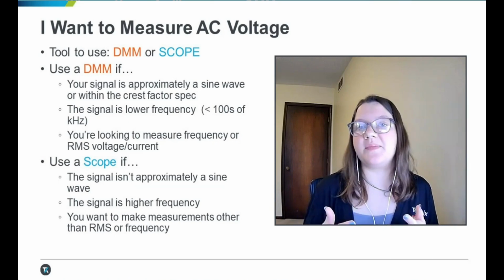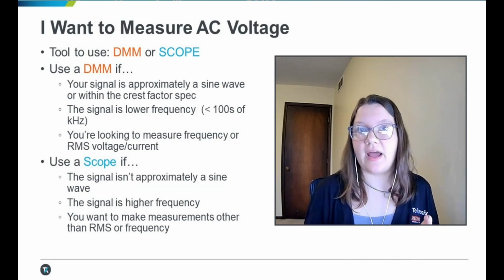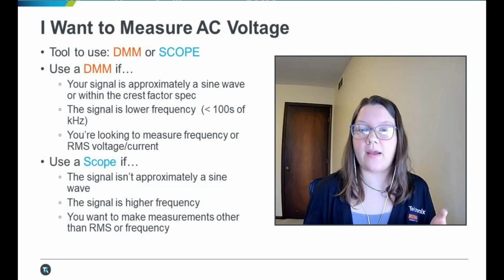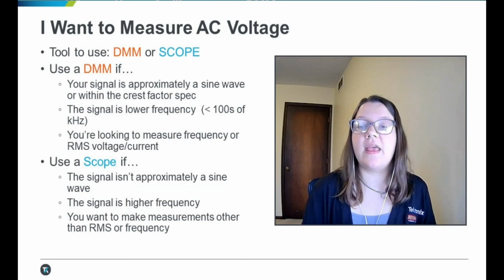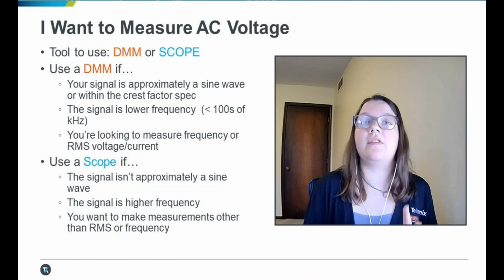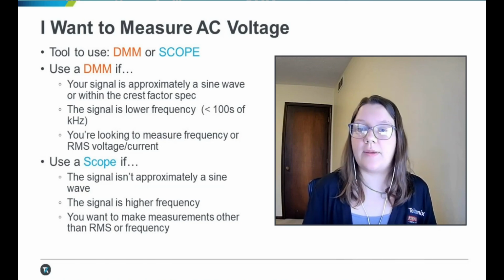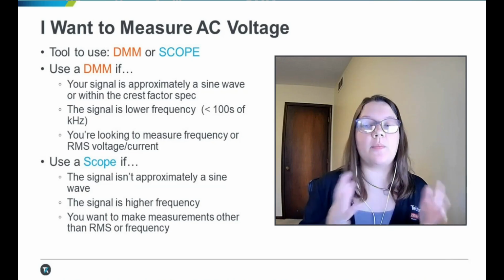A lot of DMMs will have crest factor specifications, and if the waveform meets that specification, then you'll still get an accurate RMS value back. DMMs do perform very well at lower frequencies, again, typically less than a few hundred kilohertz. So if your AC waveform is under 100 kilohertz, your DMM is a pretty good tool to measure in. But if it's above that, or if it's outside that crest factor specification, the scope is the only way to go.